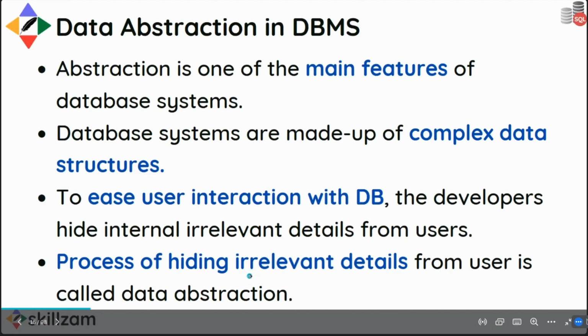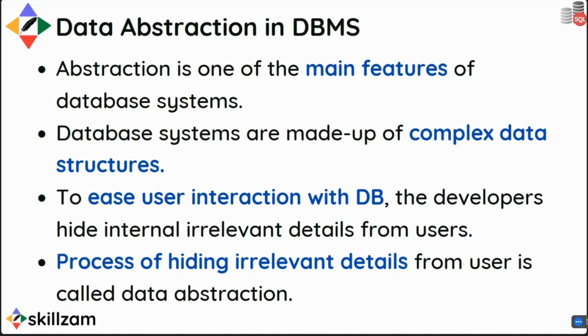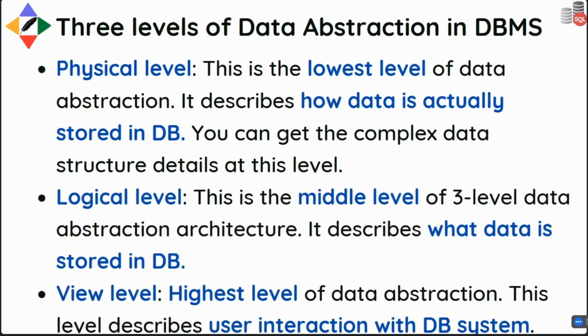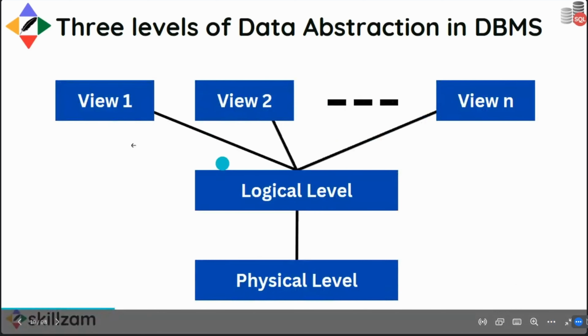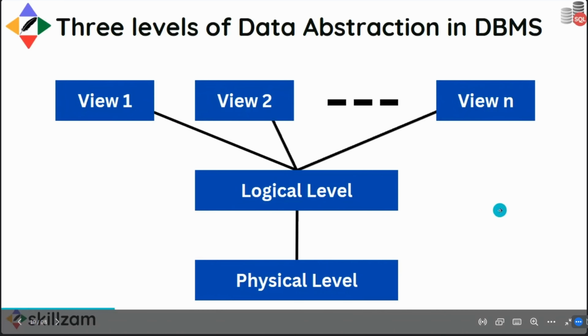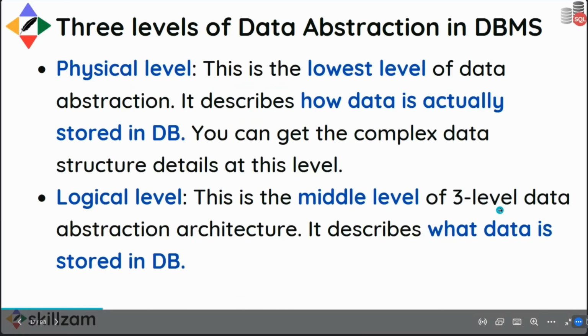Now we'll see how there are different layers of it. If you observe, there is a physical layer, a view layer, as well as a logical layer. We'll get to them one by one. So there are three levels of data abstraction in DBMS. If you see the diagram, this is how it looks. At the top is something that you are able to view, that is the view layer. There is a logical layer in between, and finally there is a physical layer.